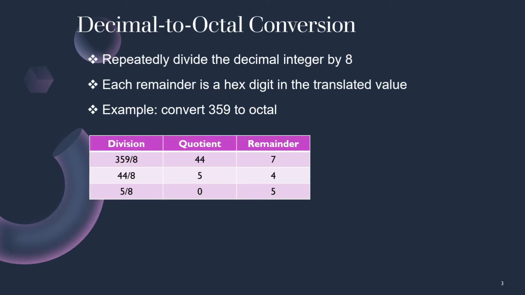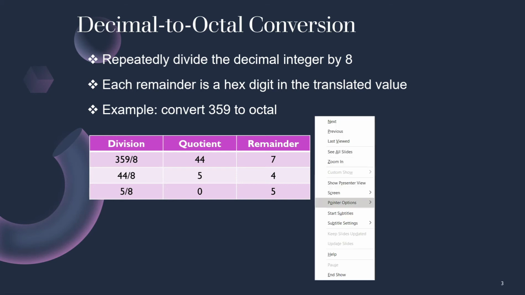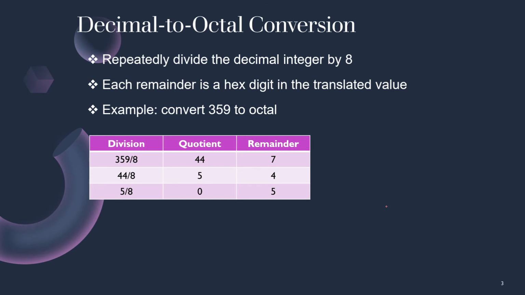So how do we convert from decimal to octal? We repeatedly divide the decimal integer by 8. Each remainder is the octal digit, and that's what's translated into the value. So let's play around with this real quick to see what we mean. We want to turn 359, which is base 10 because it's in decimal version, and we want to find the equivalent in octal.